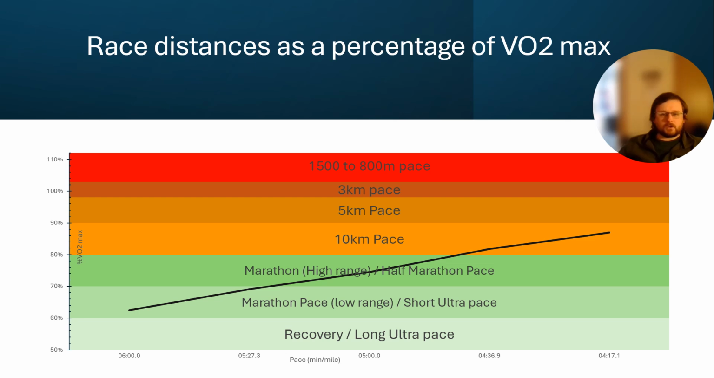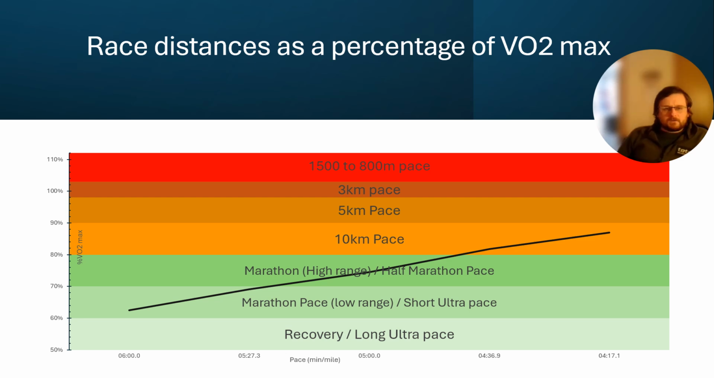So we generally look at recovery, easy pace miles, like really easy miles, or very long duration runs. These are generally done somewhere between 50 and 60% of VO2 max. Marathon pace, which I'd say is the low range, or for slower runners, is somewhere between 60 and 70%, or slightly longer ultras, like 50Ks. It's a good target for stronger runners.